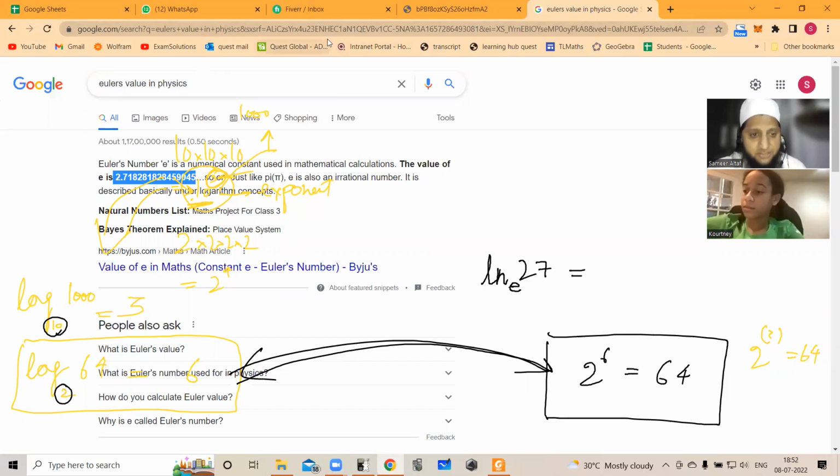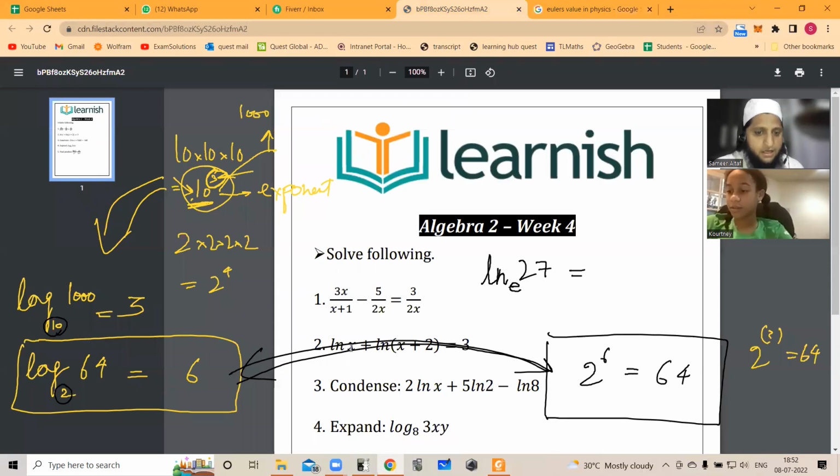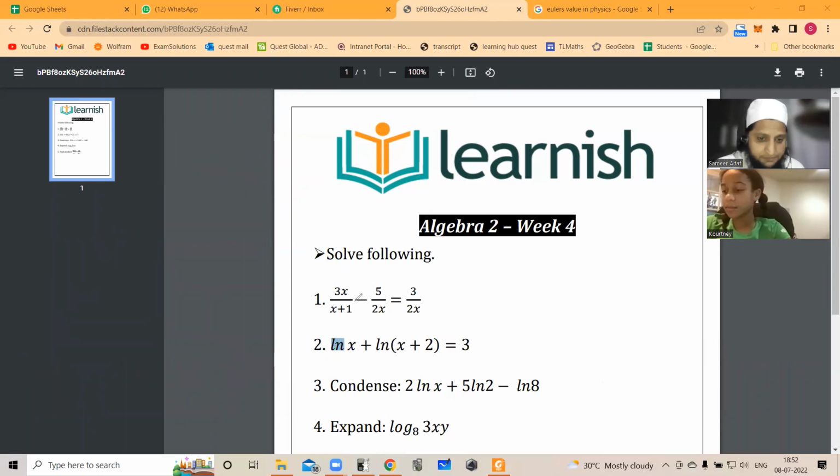So it has a special place in physics. That's why we are interested in this base, that is 2.718. Okay. Now that's why question 2 is giving you ln of x. That means the base is E.